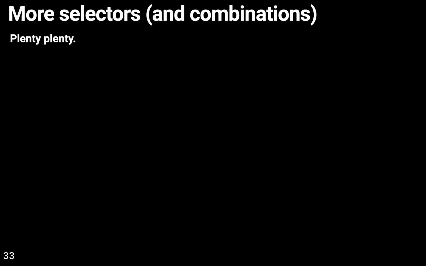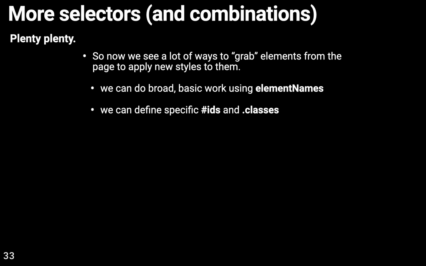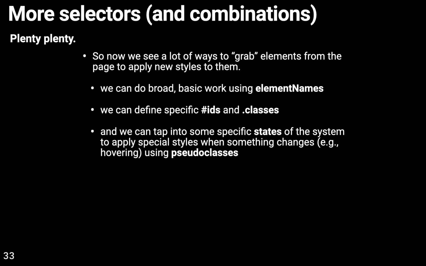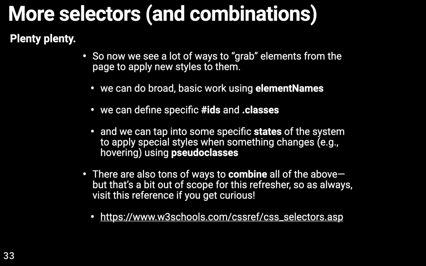Okay, and as before, there are tons more selectors and combinations of selectors, plenty. So we've seen a lot of ways to grab elements from the page and apply new styles to them with these selectors. We can do broad, basic work using element names. We can define specific IDs and sets of rules for classes, and we can tap into some states of the system to see, okay, if the system is doing this, I might want to change the style in this way, right? And again, tons of ways to combine all of the above, but that's a little beyond the scope of what we'll need to do. So again, if you're curious, go check out the selectors reference.